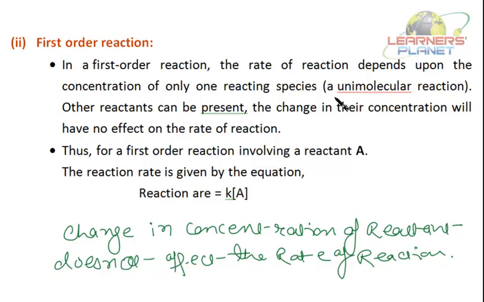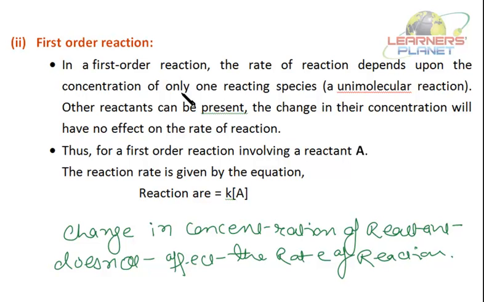Even if there are two, even if there are three, the rate of reaction will depend on the concentration of only one reacting species. That is, a change in concentration of only one reacting species will affect the rate of reaction. Now other reactants can be present, but the change in their concentration will have no effect on the rate of reaction.